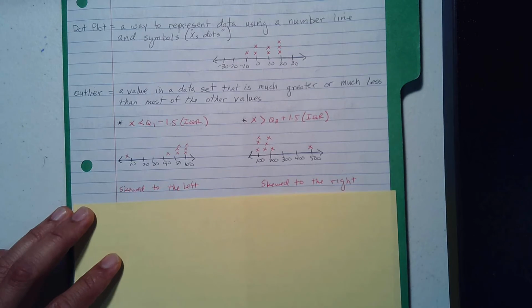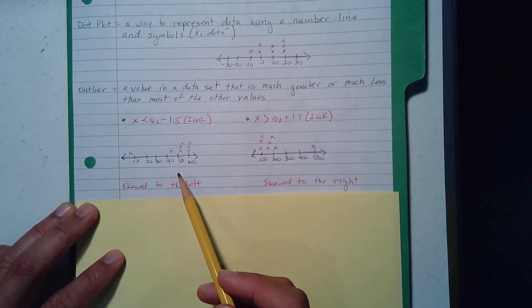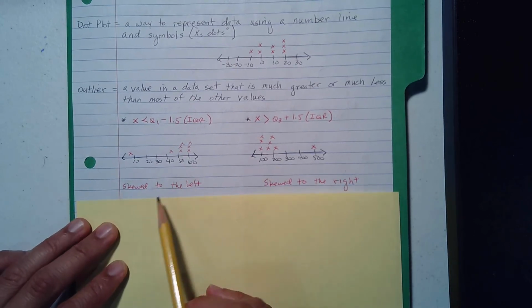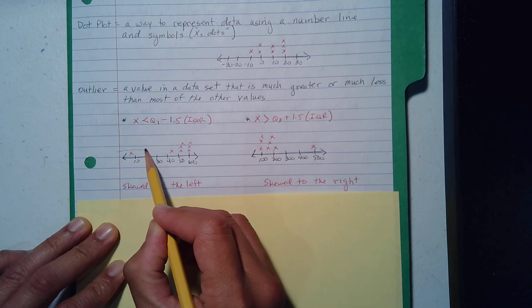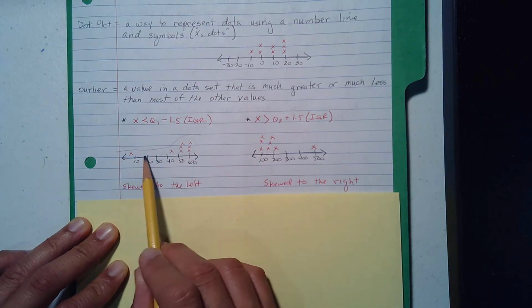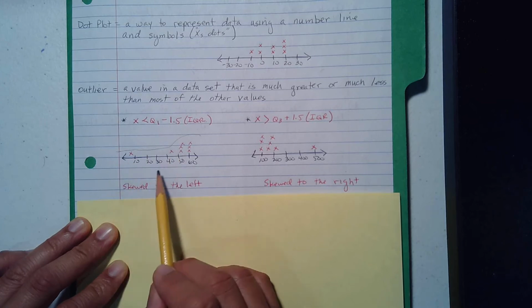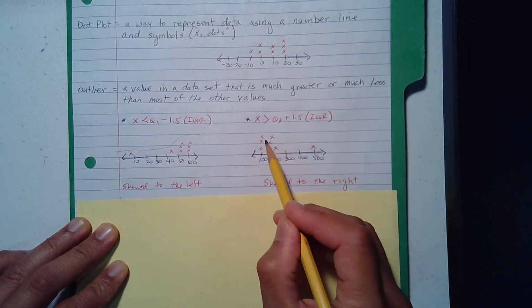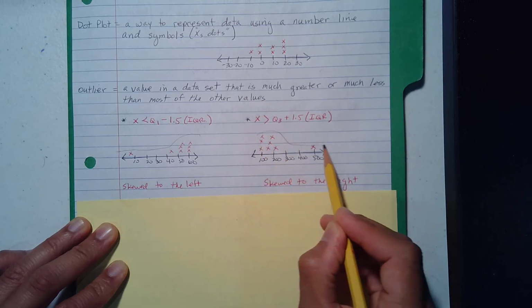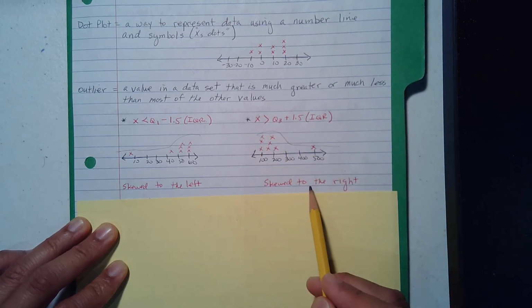Alright, so if we see this dot plot, this is what we call skewed to the left. So if we drew a graph around this data, you can tell that we'll call this the tail of this graph. When the tail is on the left, it's what you call skewed left. This right here, the tail is on the right, so this is skewed right.